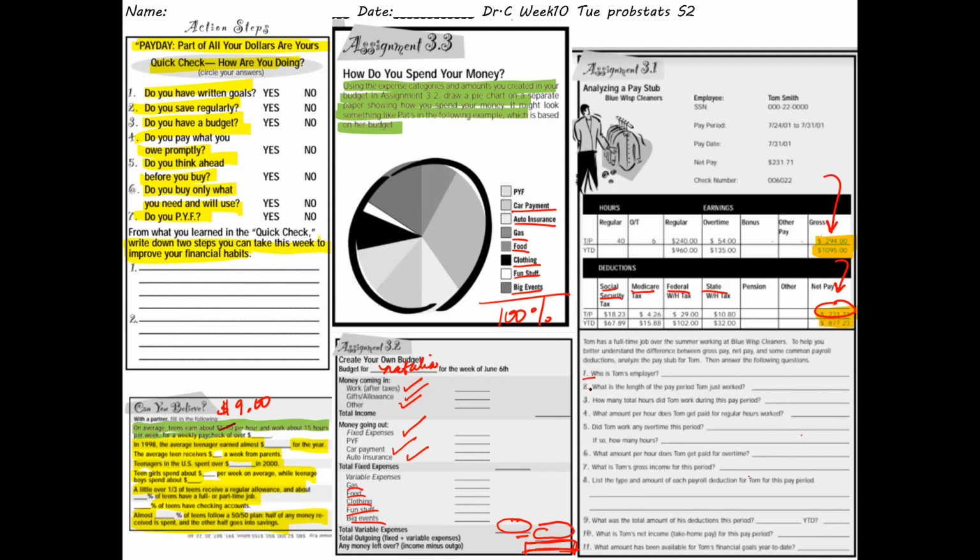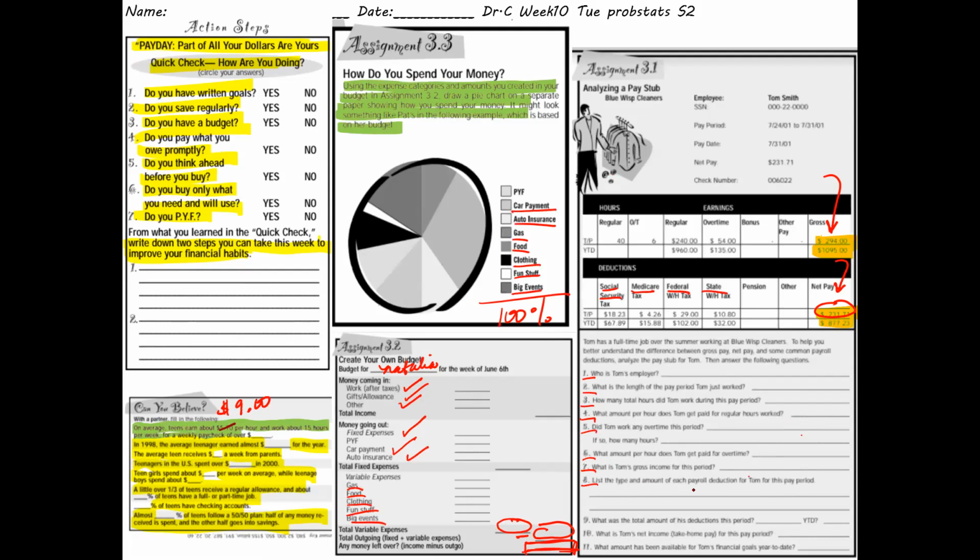So who is Tom's employer? What is the length of the pay period Tom worked? How many hours did Tom work during this period? What amount per hour does Tom get paid for regular hours worked? Did Tom work any overtime this period? If so, how many hours? What amount per hour does Tom get paid for overtime? What is Tom's gross income?